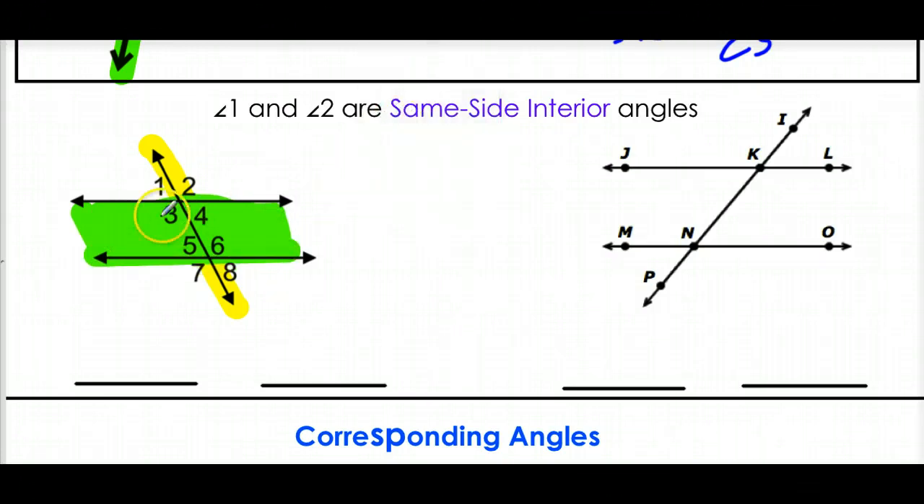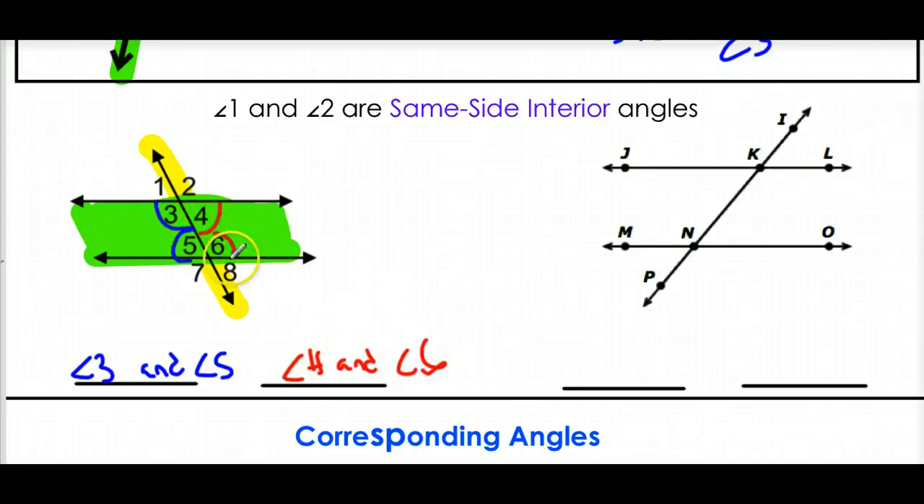So let's see. We got angle 3 and angle 5. So angle 3 and angle 5 would be same side interior. And also angle 4 and angle 6. If you look, once again, same side of the transversal, all right, and on the interior. Done. Let's try this guy.